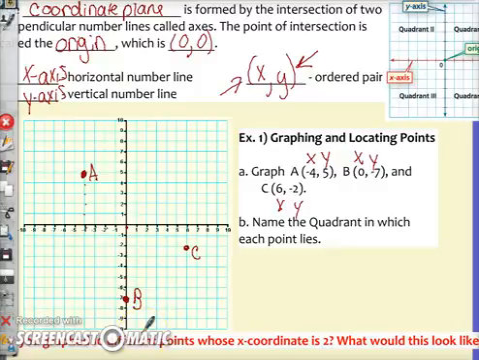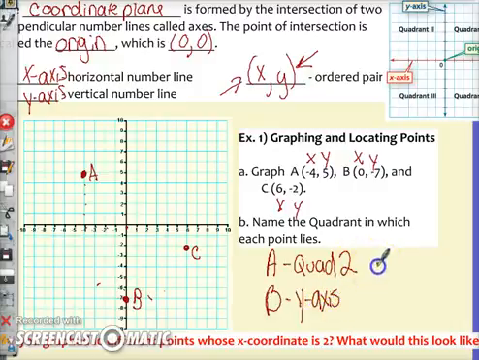It says name the quadrant in which each point lies. So go ahead, hit pause, name the quadrant, and then hit clear. You should have had that A was in quadrant 2. B, if you had any quadrant, technically you were incorrect. B is not in either 3 or 4. It's on the y-axis. And last but not least, C is in quadrant 4. And these are the Roman numerals.